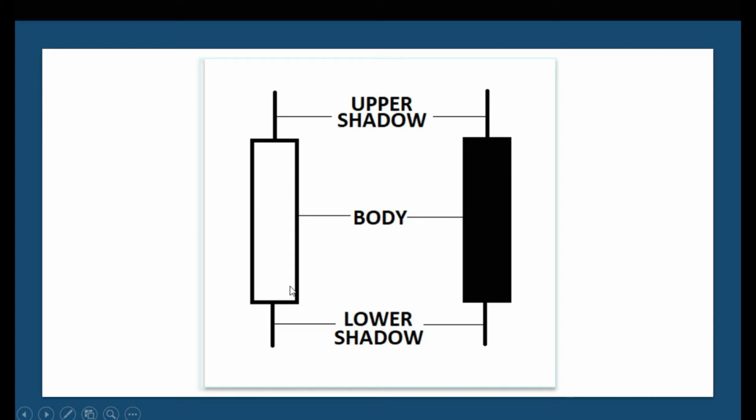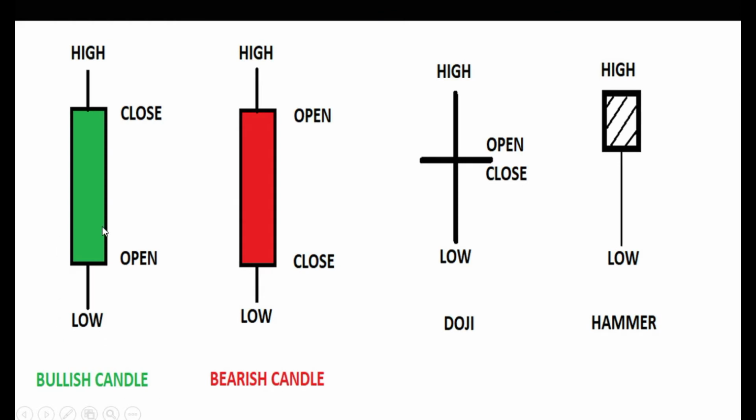Candles could be of many colors, as different charting softwares, different paid softwares, different websites show different colors of body. So a white body or a green body or a blue body will mean the same, meaning a bullish candle. And a black body or a red body will also mean the same, meaning a bearish candle. So what is bullish and bearish? Let's discuss this. This is a bullish candle, a green candle.